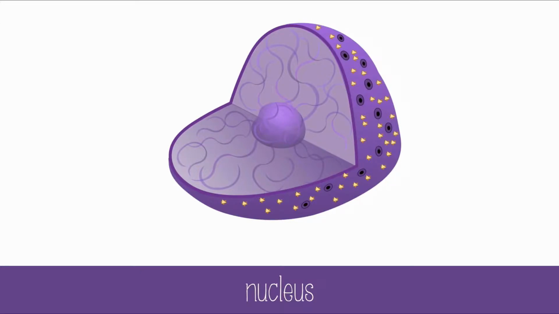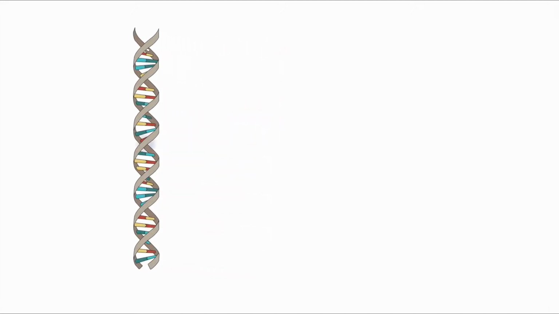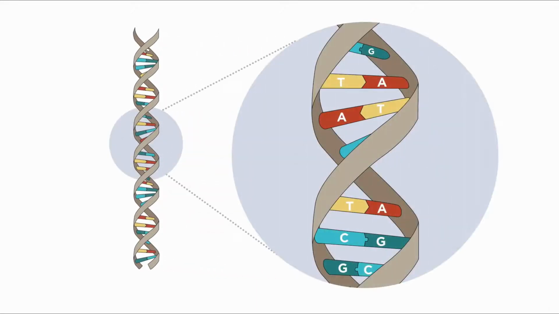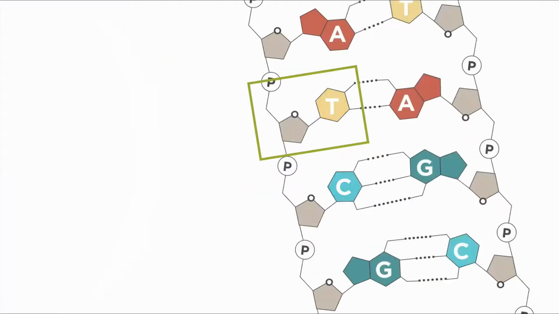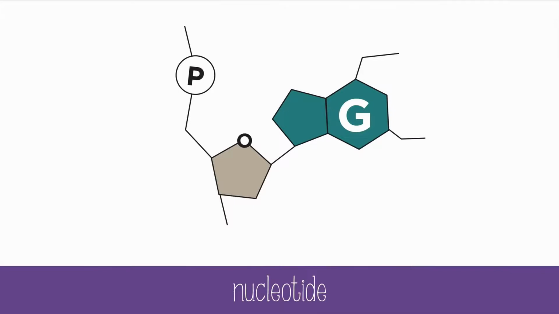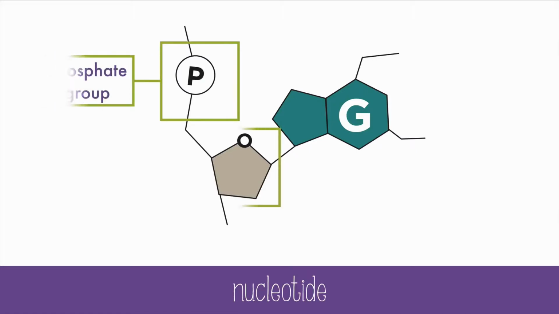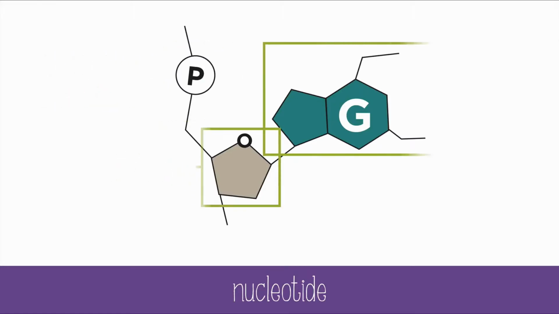If we take a closer look at the chromatin inside the nucleus, we can see the structure of the DNA. The DNA has repeating subunits, and those subunits are called monomers, or nucleotides specifically. The nucleotide has three main parts: a phosphate group, a sugar, and a nitrogen base.